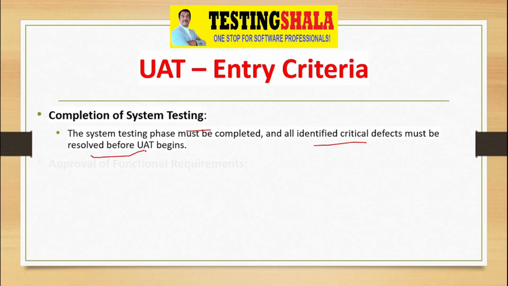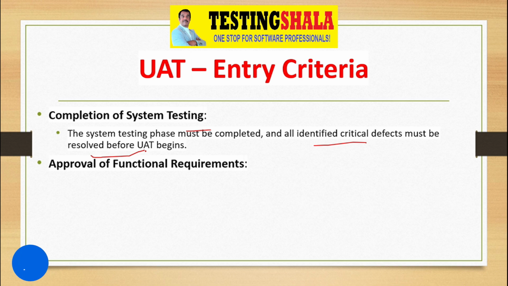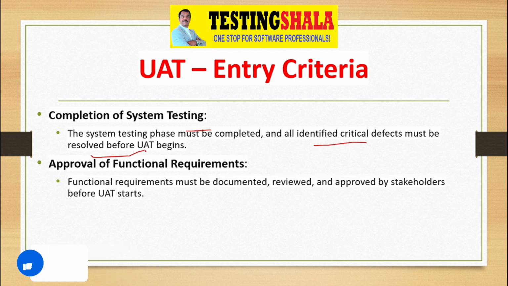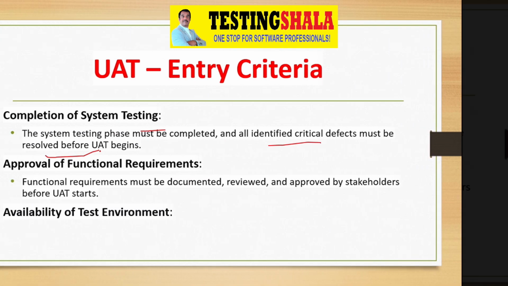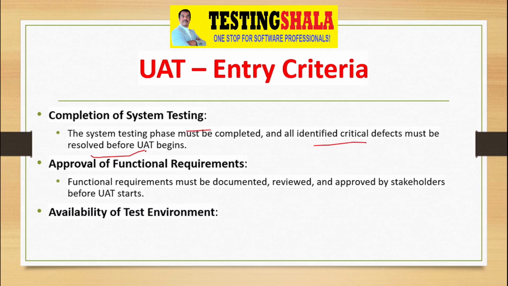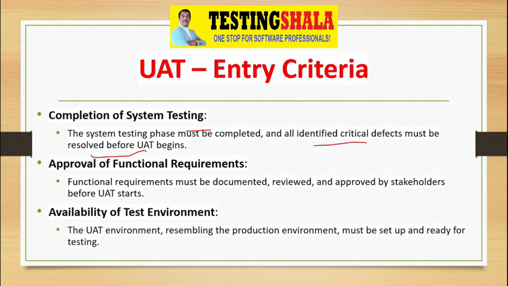And the next one is that all the approvals of functional requirements need to be completed. Otherwise, things may keep changing, and then there is no point in starting the UAT. The next one is availability of a testing environment. In order to start UAT, you would require a production-like environment so that we can start the UAT with the end user in mind.